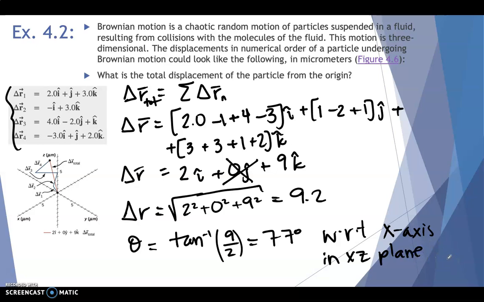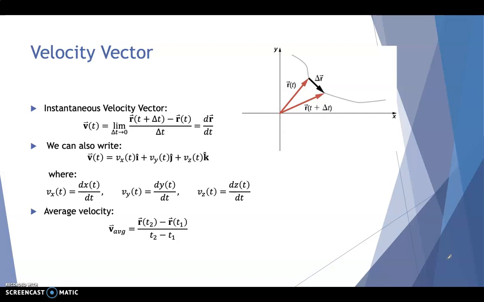All right, let's move on from that example and now look at velocity vectors. The instantaneous velocity vector is going to be very similar to our instantaneous velocity in one dimension. We're just adding on 2 other dimensions. So our v of t is just going to be equal to dr dt. It's the same exact thing, but now in more than one dimension.